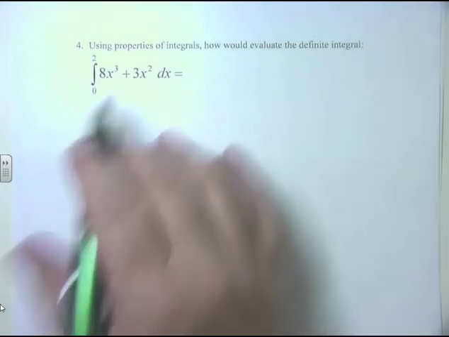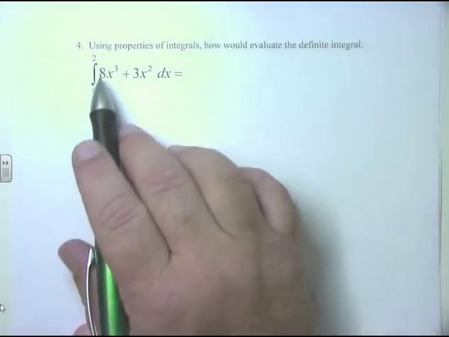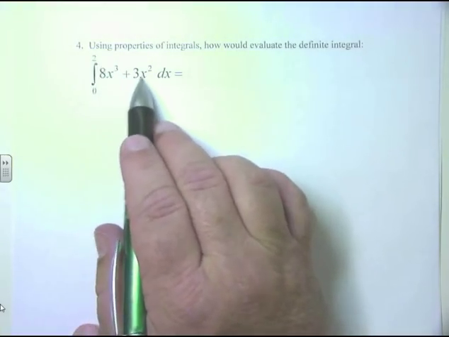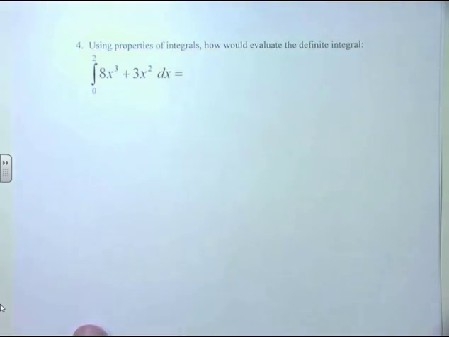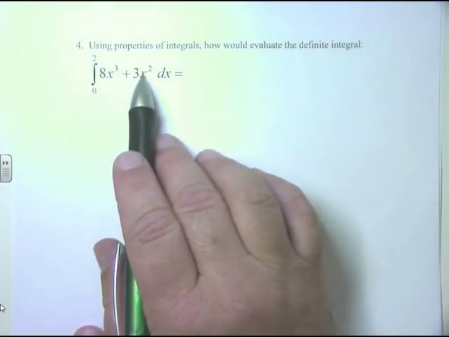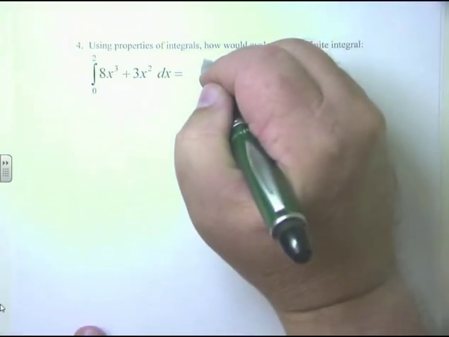So what the answer to this problem is, if I'm taking two functions, the integral between 0 and 2 of 8x cubed plus 3x squared dx. If I wanted to integrate this guy, just like when you did derivatives of functions being added or subtracted, you took the derivative of each one. When you're doing the antiderivatives of functions being added or subtracted, you have to integrate each one.